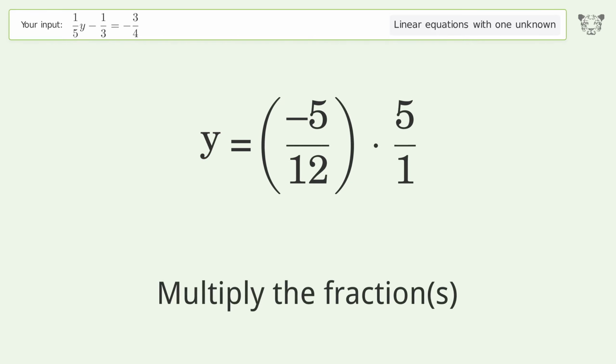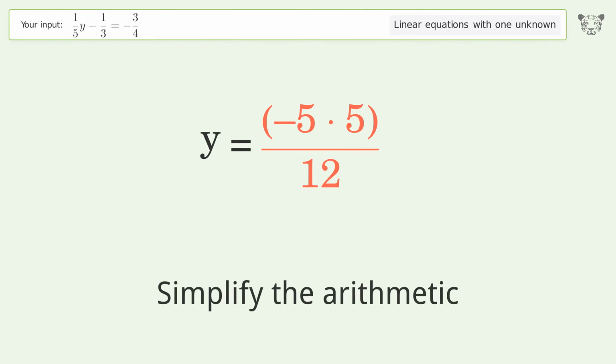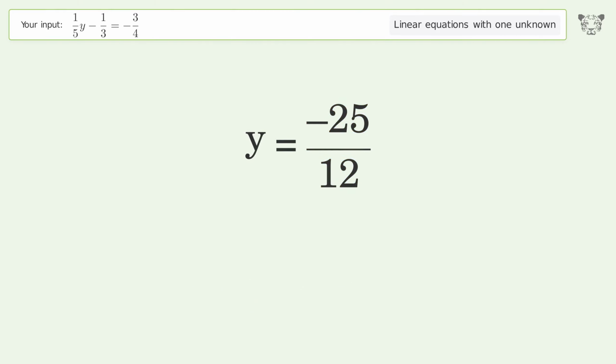Multiply the fractions. Simplify the arithmetic. And so the final result is y equals negative 25/12.